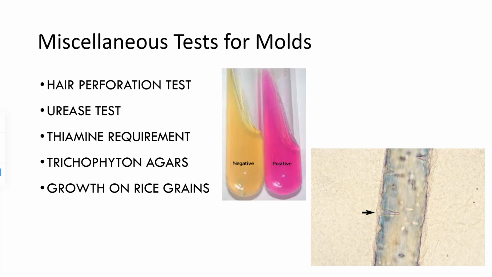The urease test, just like we do for bacteria, this is the urease test. A hot pink color would be positive. We can test for a thiamine requirement, Trichophyton agars, growth on rice grains, and other miscellaneous tests.